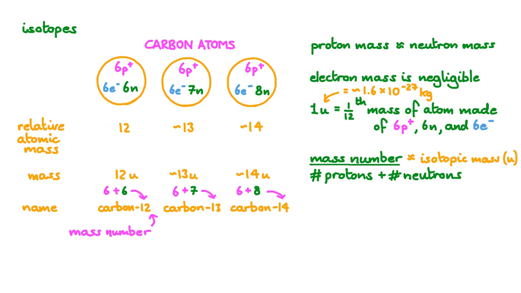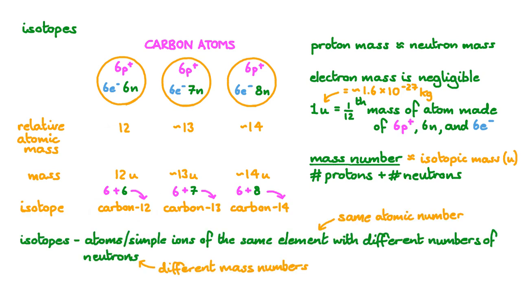We end up with carbon-12, which is 6 plus 6, or carbon-13, which is 6 plus 7, or carbon-14, which is 6 plus 8. We call each variation an isotope. So isotopes are atoms or simple ions of the same element, so they have the same atomic number, with different numbers of neutrons, so they have different mass numbers.